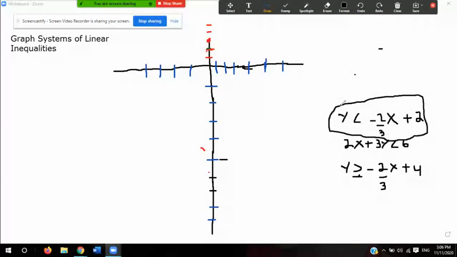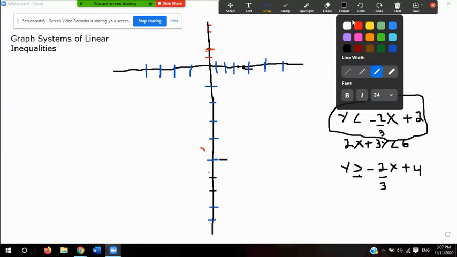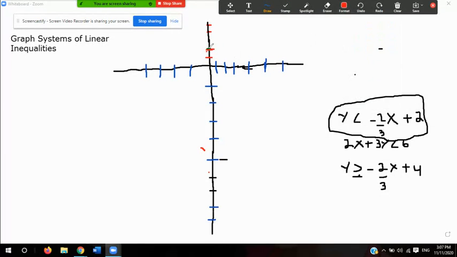It says y is less than negative 2/3 x plus 2. So I'm going to graph the first ordered pair, which is 0 and 2. 0, 2 is the ordered pair that I'm going to graph, and I'm going to continue to use red. That is my y-intercept, which is right here. This is where I get the 0, 2 from, because this is my y-intercept.